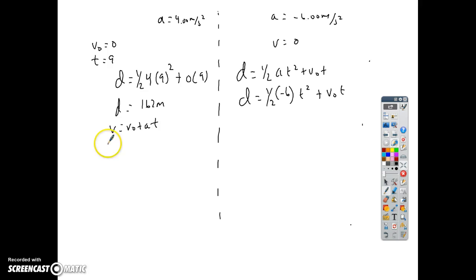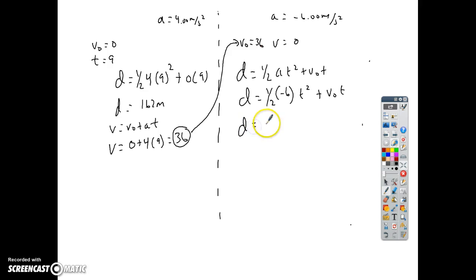Final velocity is, I don't know. If I knew that, I wouldn't be doing this problem. What's the initial velocity in the first part? 0. What's my acceleration? 4. How much time? 9. So what's my final velocity? 36, which becomes my initial velocity over here. So that fixes one of my problems, and I have D equals -3t squared plus 36t, and I did that really fast, so catch up to me.